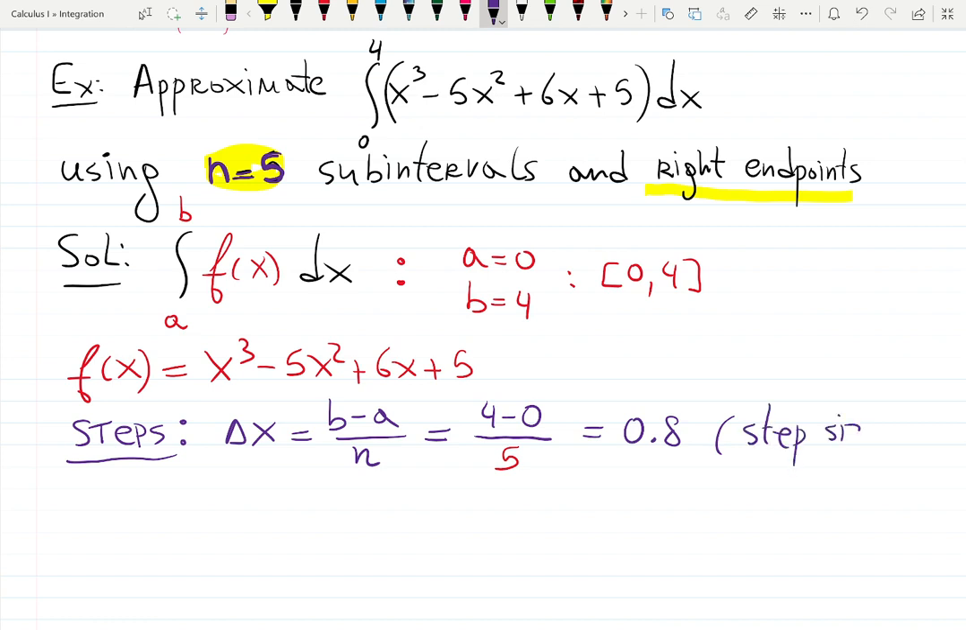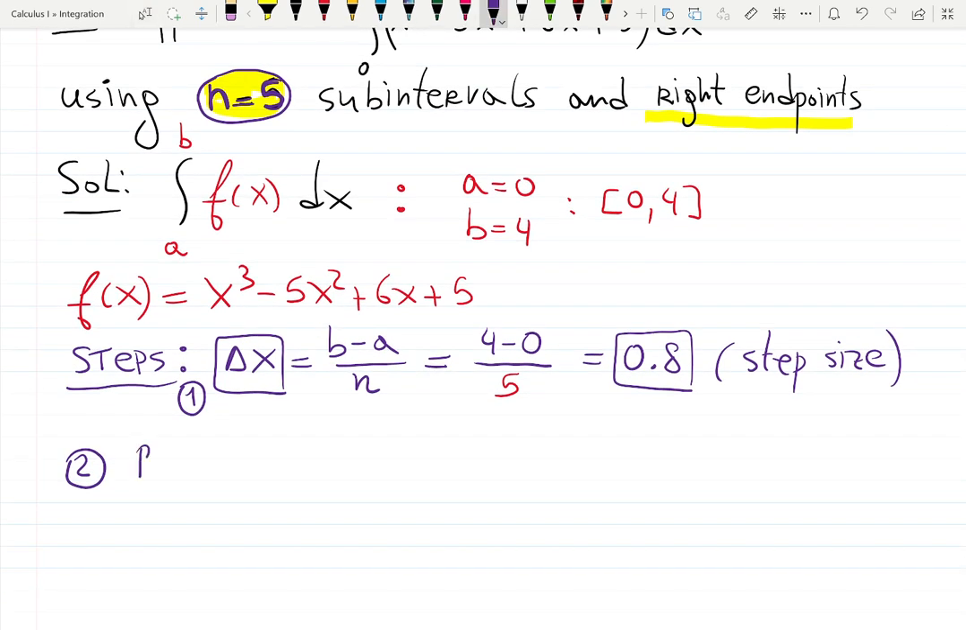Step size. Again, if n is 100, then the step size will be 4 over 100. So the bigger the n, the smaller the step size. And the smaller the step size, the better the approximation is. Put this in the box because that is going to be important for the formula. Now, step 2. Steps. Step 1, find delta x. Step 2, now figure out the points.